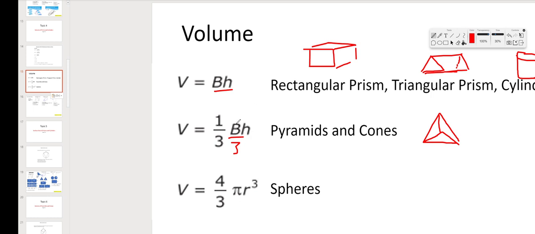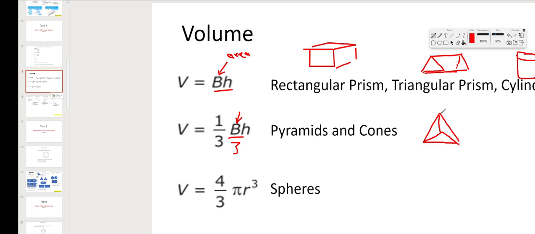So that's why this big B is important, because you want to find the area of the base. What is the base? What shape is the base? You want to find the area. So that's basically what the big B stands for. You want to find the area, and then multiply by height, and then divide it by 3. Okay, so you're going to have pyramids.